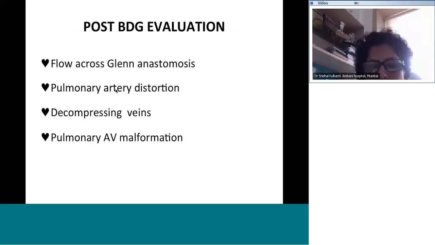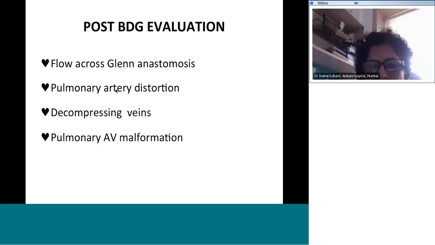Are you seeing any decompressing vein? Because these are very important, especially after Glenn, if your oxygen saturations are very low. I always say that the oxygen saturation you expect in the first year of life after Glenn is around 80%. But if you have a child with a significantly low oxygen saturation of around 50% or 60% following Glenn, there are certain things you really need to think about.